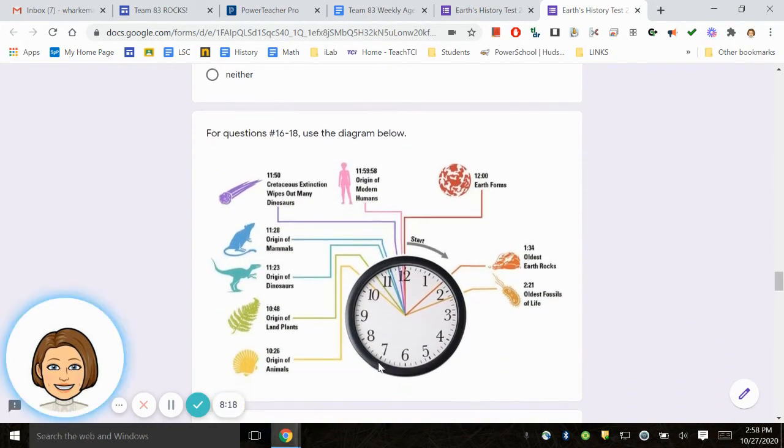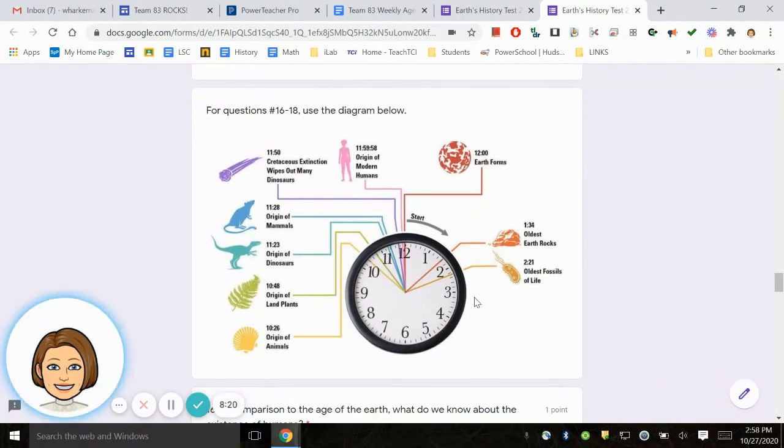For questions 16 through 18, you're going to refer to this clock model. Here at the beginning, this is like saying 12 o'clock midnight. Then we go clockwise and it ends up at 12 o'clock noon. So these are AMs until you get to a PM. Here you have at 12 o'clock AM, Earth forms. At 1:34, the oldest Earth rocks form.